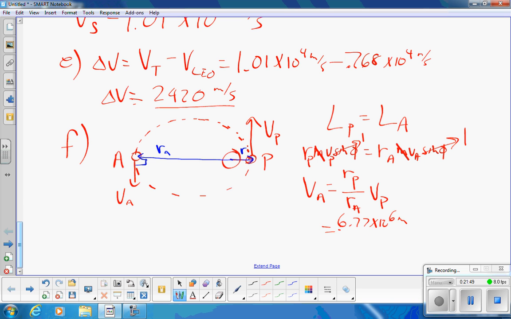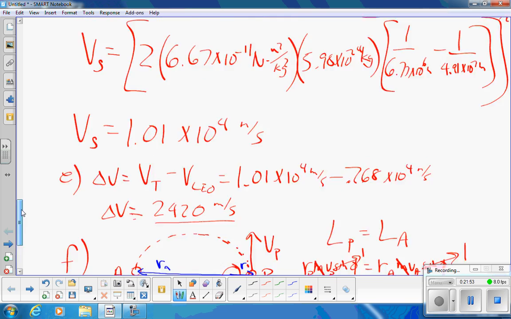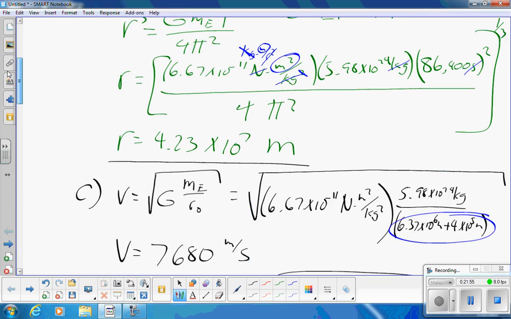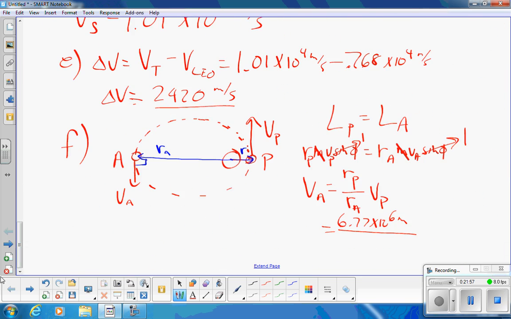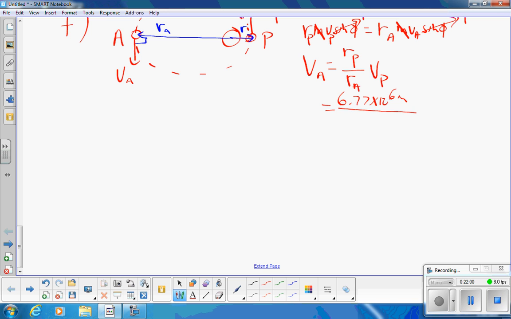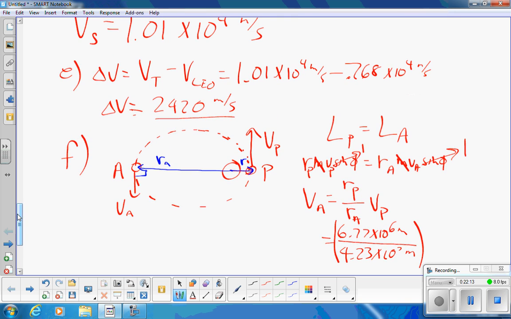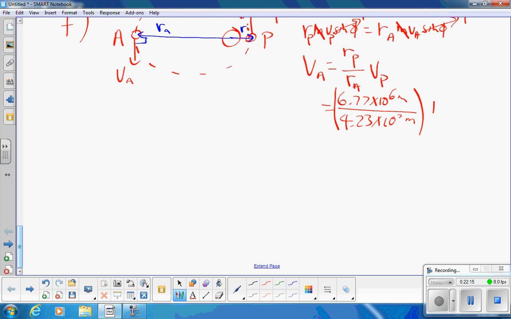And the distance at aphelion, which is in the geosynchronous orbit, is this number we got way back a long time ago, 4.23 times 10 to the 7 meters. Sorry if that gave you a headache watching that scroll so fast. And it's that ratio times the speed at perihelion, which we just got, 1.01 times 10 to the 4 meters per second.